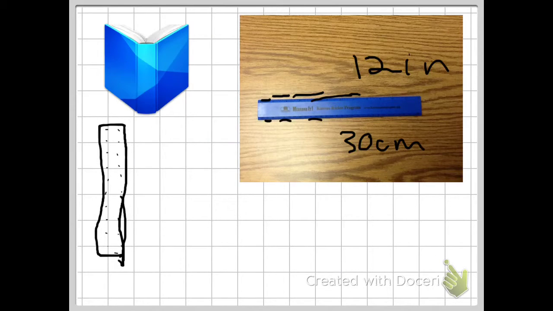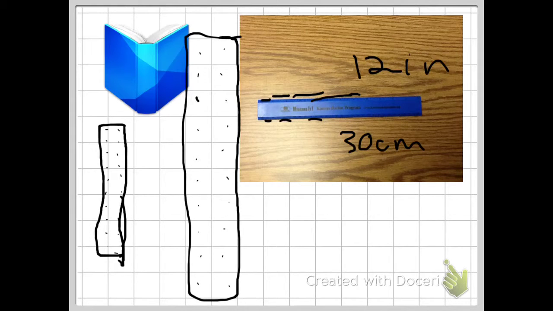Let's say that this grid paper represented square inches. So I would count 1, 2, 3, up to 20. So if I use square inches, my bookmark would be this big. Which unit of measure do you think would work better for a bookmark? Square centimeters or square inches? I'm thinking square centimeters because it's a lot smaller and it seems like it would fit in my book a lot better.